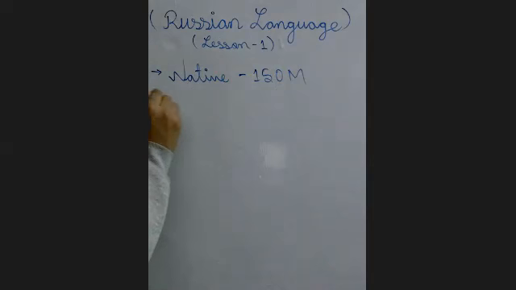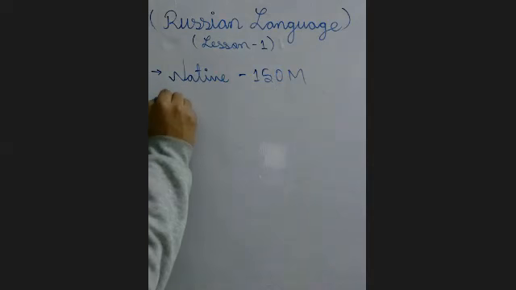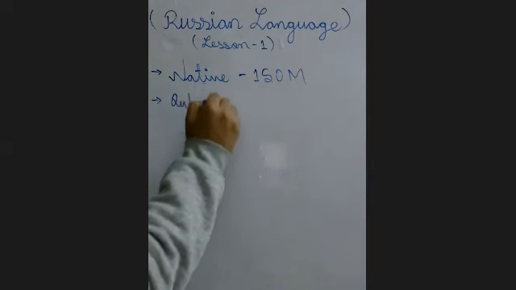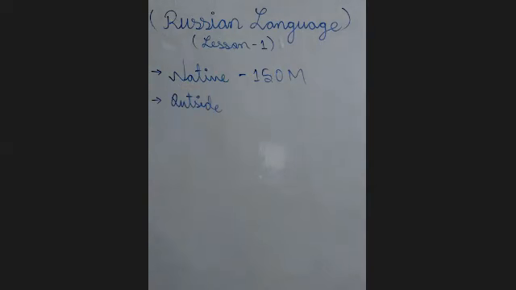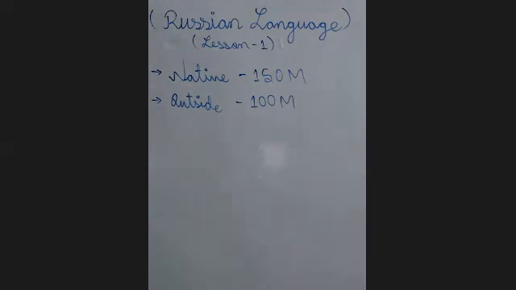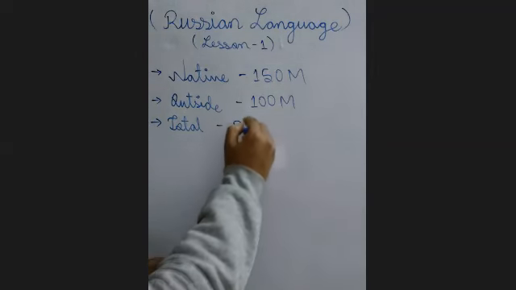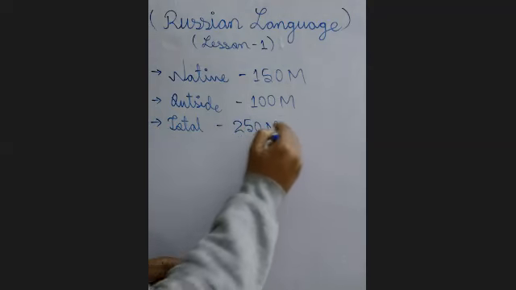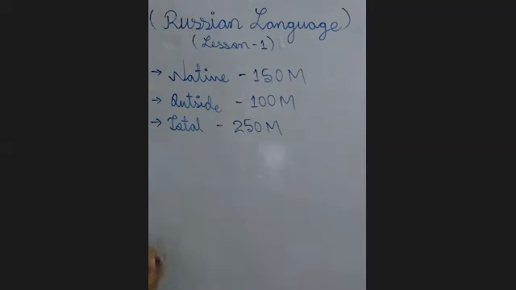Now let's talk about those people who use Russian as their second or third language, maybe outside Russia. You may call them outside speakers, and they contribute around 100 million, which is again a huge number. So the total number of speakers on this planet who use Russian is almost, or more than, 250 million, which is a massive number.